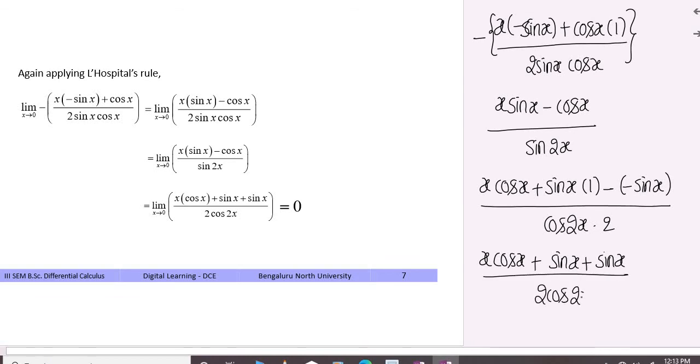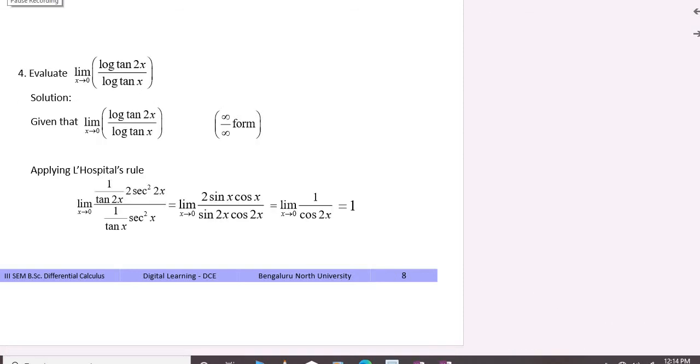Now substitute x equal to 0. Then 0 into anything is 0, sin 0 is 0, again sin 0 is 0, and 2 times cos 0 is 2 times 1. That means numerator value is 0, denominator value is 2. 0 by 2 is 0 only. That means the value of the given limit is 0.